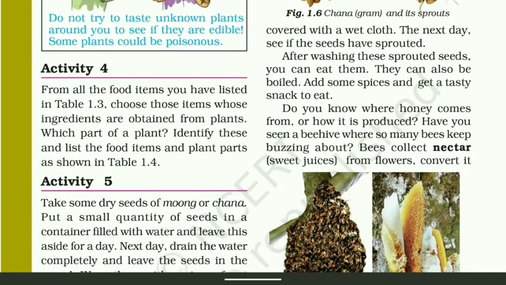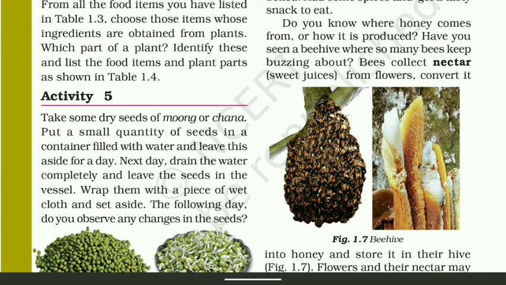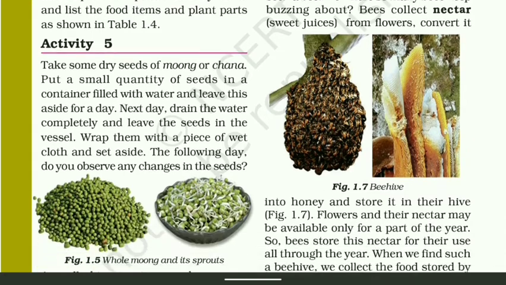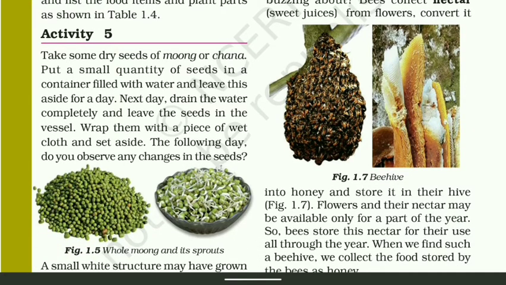Activity 4. From all the food items you have listed in table 1.3, choose those items whose ingredients are obtained from plants. Which part of a plant? Identify these and list the food items and plant parts as shown in table 1.4. Activity 5. Take some dry seeds of moong or chana. Put a small quantity of seeds in a container, fill with water and leave this aside for a day. Next day, drain the water completely and leave the seeds in the vessel. Wrap them with a piece of wet cloth and set aside.